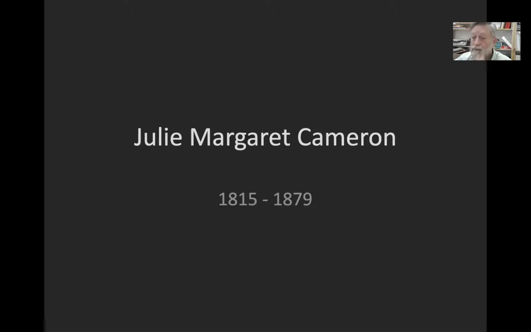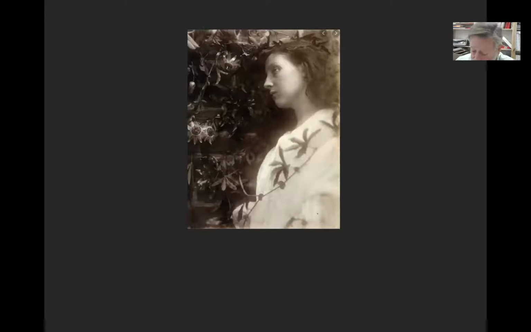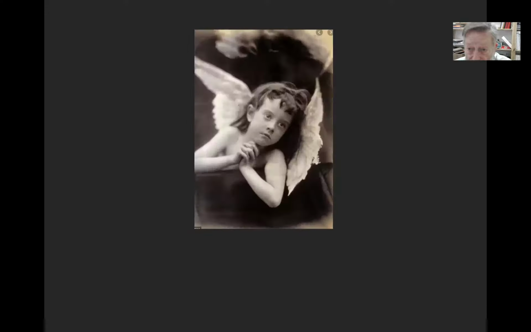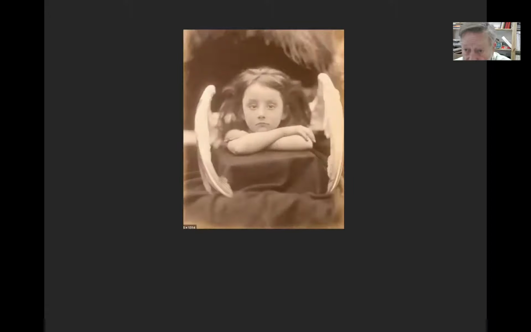Julia Margaret Cameron. Julia Margaret Cameron was a pre-Raphaelite. So her photography is really driven by narrative stories from the Bible or King Arthur's Table. They would use real birds' wings to create these angel scenes.